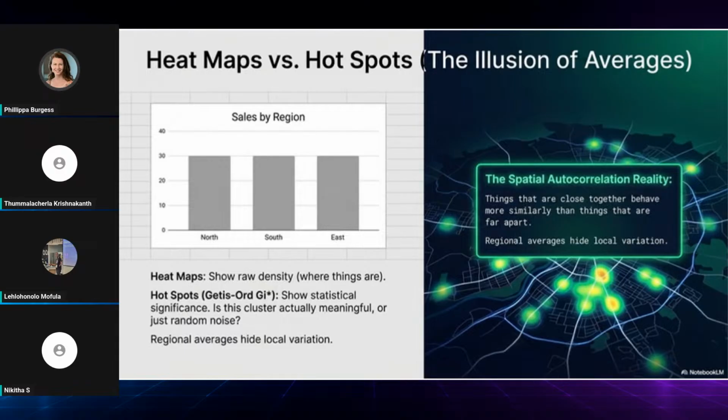There are concepts, for example, like a heat map, which shows raw density of where things are, and then there are hotspots. The Getis-Ord Gi* shows statistical significance. Is this cluster actually meaningful or just random noise? Regional averages can hide local variation. That's the spatial autocorrelation reality: things that are close together behave more similarly than things that are far apart. That's why regional averages can hide local variations. There's Tobler's first law of geography, that things that are closer together are more related than things that are far apart.